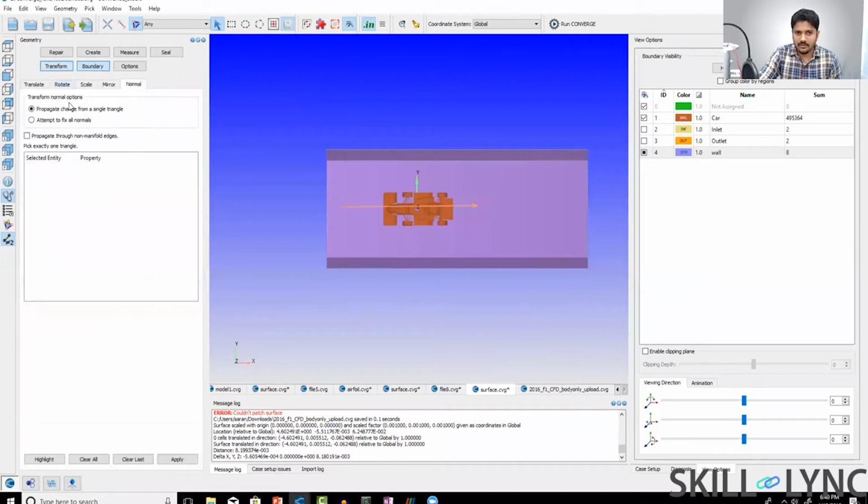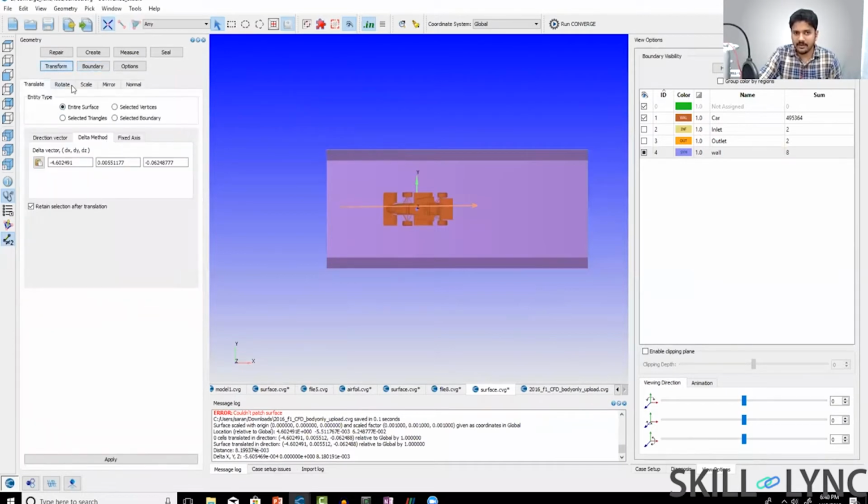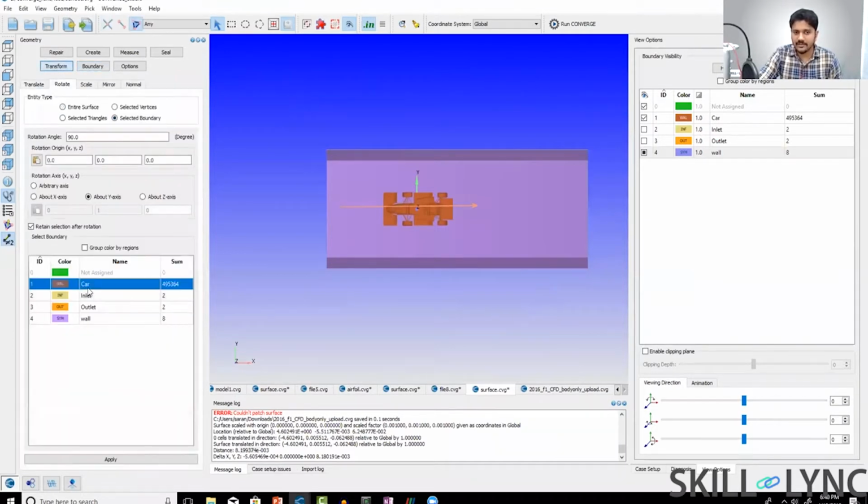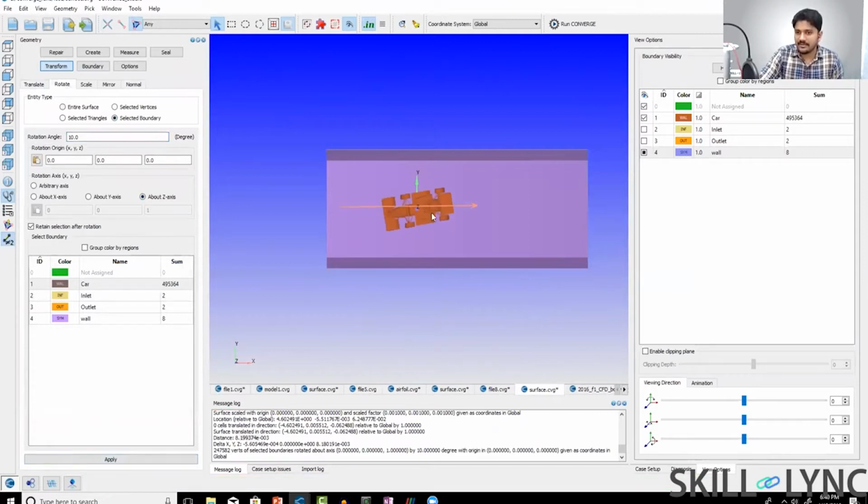So now what I can do is I can go to transform, translate, or sorry, rotate. I can just take my car. I can say rotate it about the z-axis by 10 degrees. When I do that, that's going to take some time. And this is what you call a 10-degree yaw angle. So now there is definitely going to be a difference.